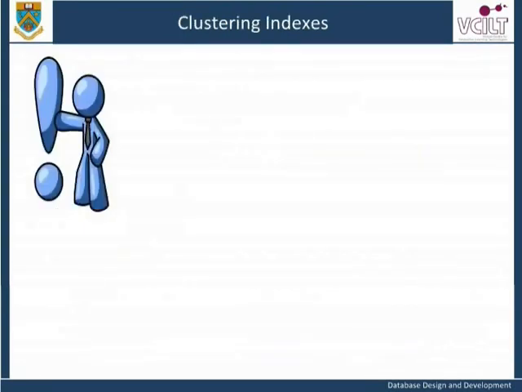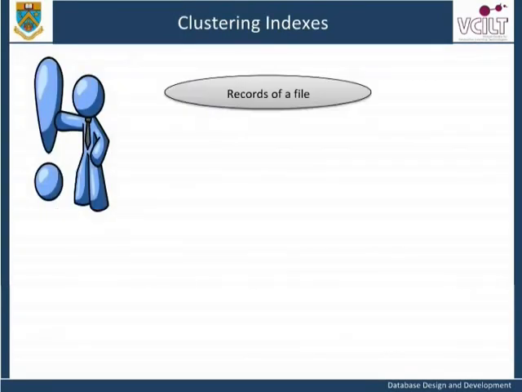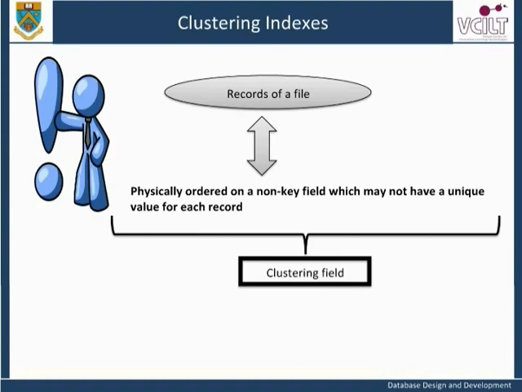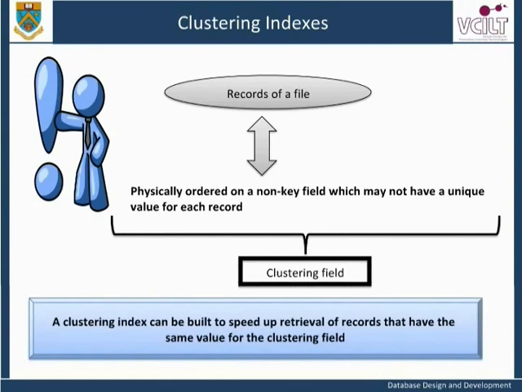Clustering indexes. If records of a file are physically ordered on a non-key field, which may not have a unique value for each record, that field is called the clustering field. Based on the clustering field values, a clustering index can be built to speed up retrieval of records that have the same value for the clustering field. Remember the difference between a primary index and a clustering index.